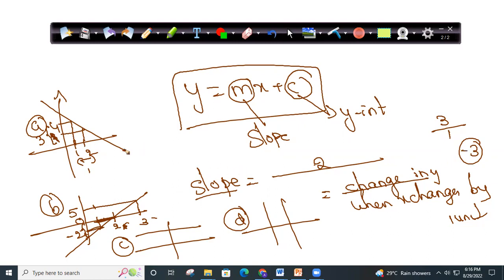But what is the meaning of slope? So we are all clear with the meaning of slope. The meaning of slope is, what is the change in y when x changes by 1 unit?